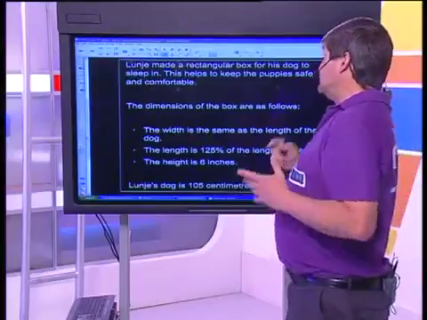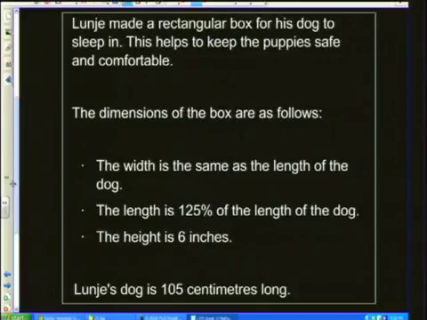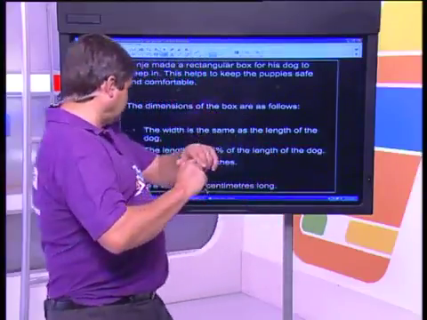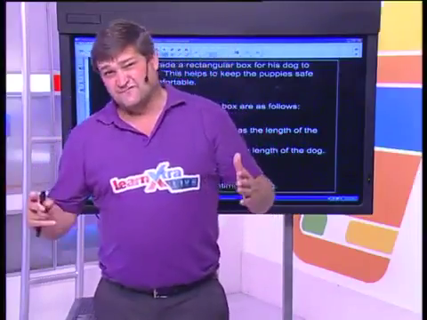Lungi made a rectangular box for his dog to sleep in. This helps to keep the puppy safe and comfortable. The dimensions of the box are as follows. The width is the same as the length of the dog, and the length is 125% of the length of the dog, and the height is 6 inches. Lungi's dog is 105 centimeters long. That's a weird way to measure a box, eh? And we're told as well that the length of the dog is 105 centimeters.